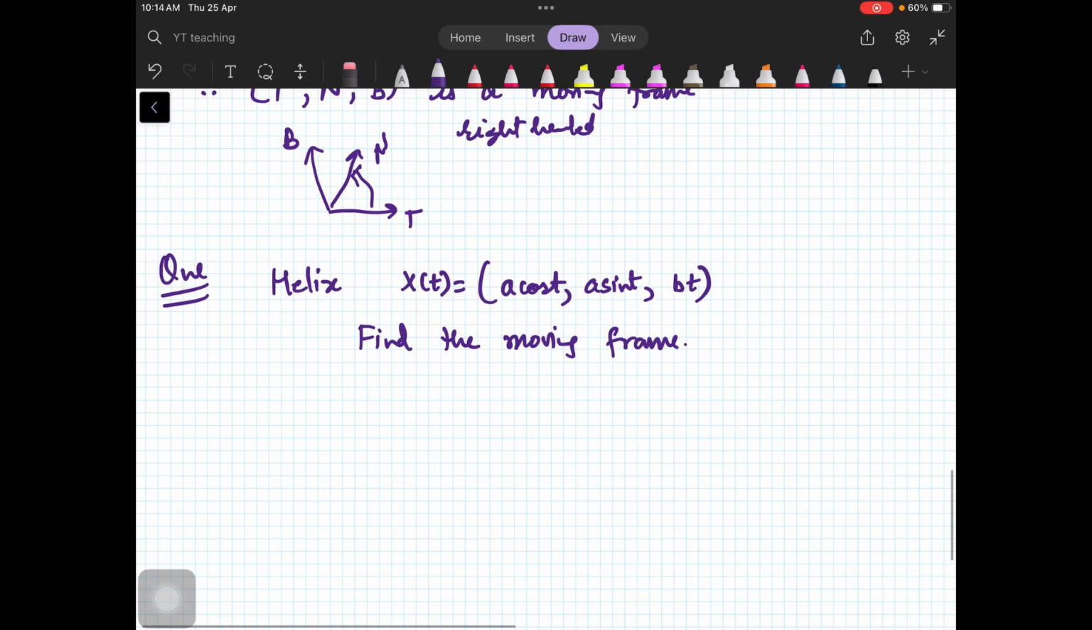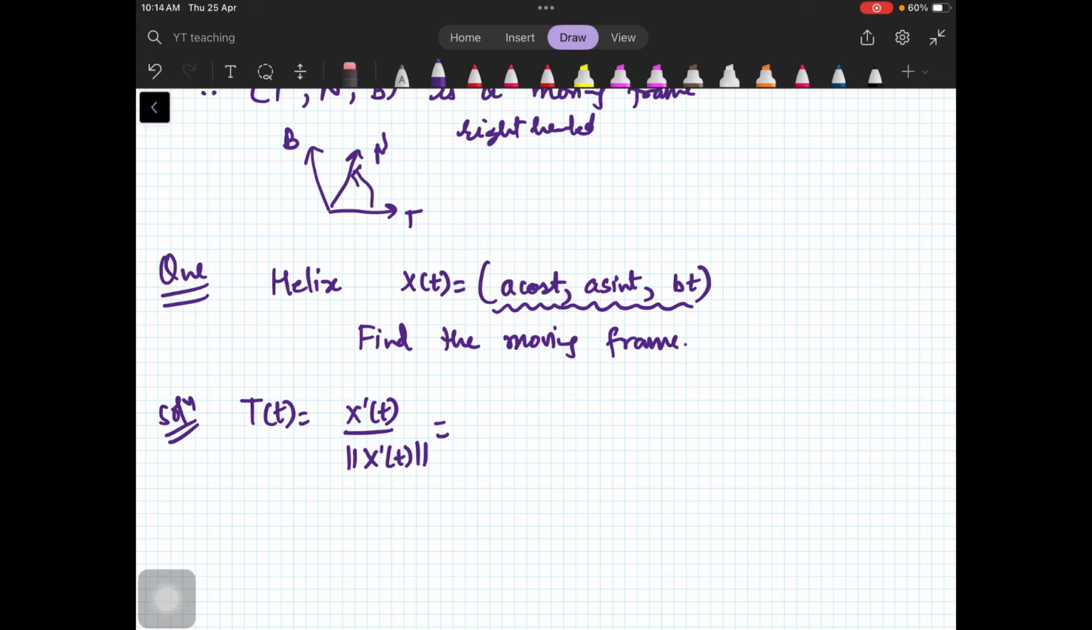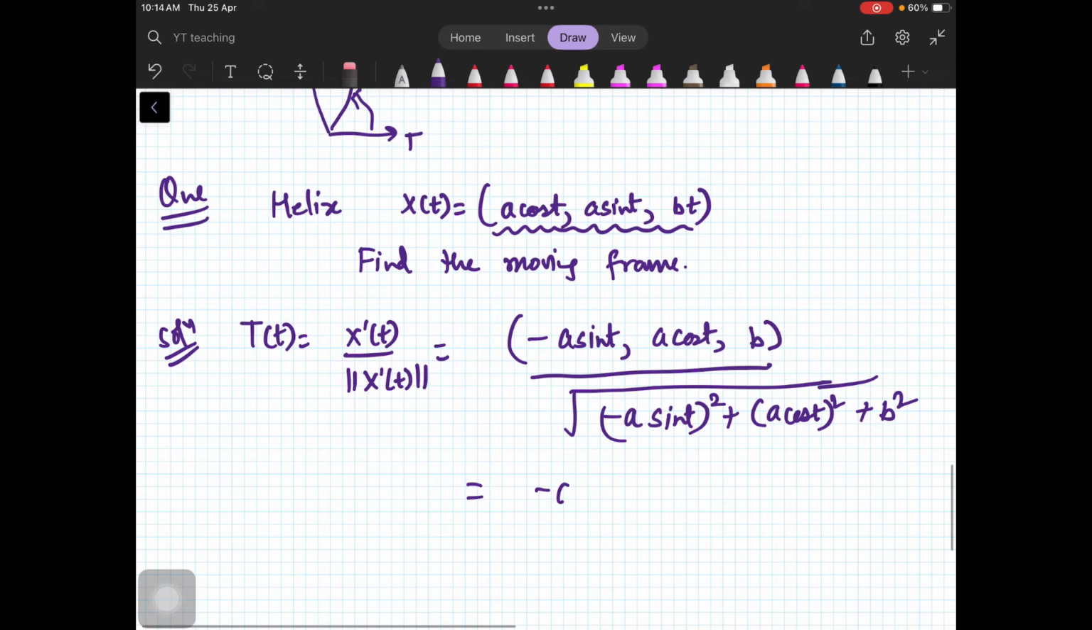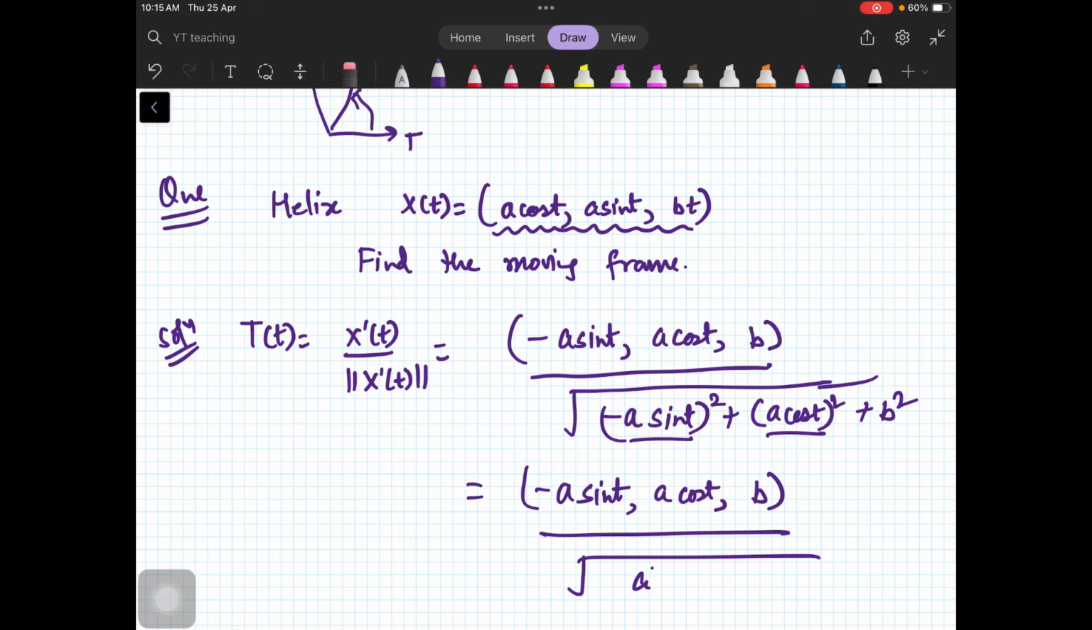For that, we know that our T(t) is simply x'(t) divided by the modulus of x'(t). So you have to differentiate it. That would be (-a sin t, a cos t, b) divided by the modulus, which is the square root of (-a sin t)² + (a cos t)² + b². So that would be (-a sin t, a cos t, b) divided by the square root of a² + b². So this is my first vector of the moving frame.